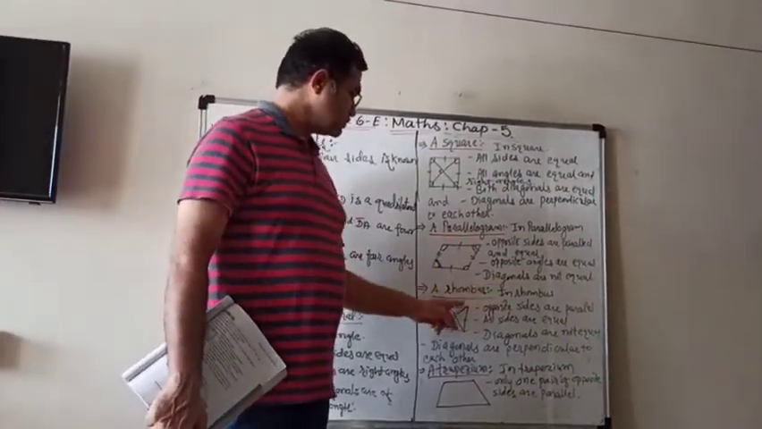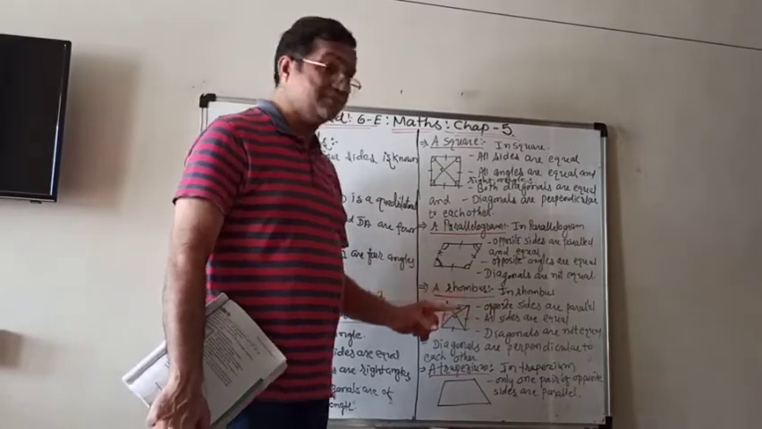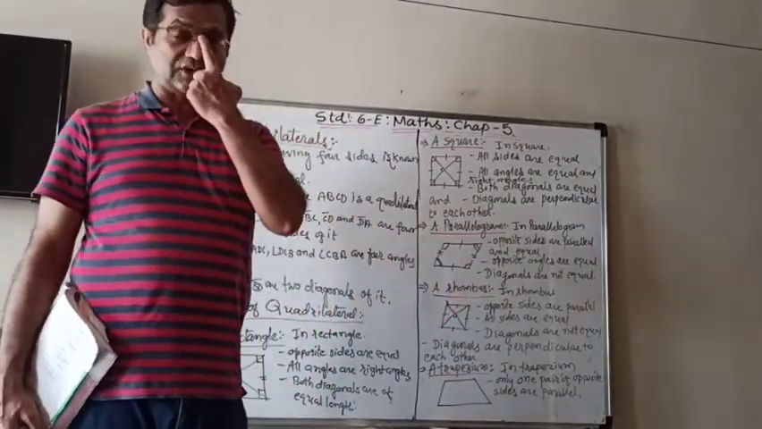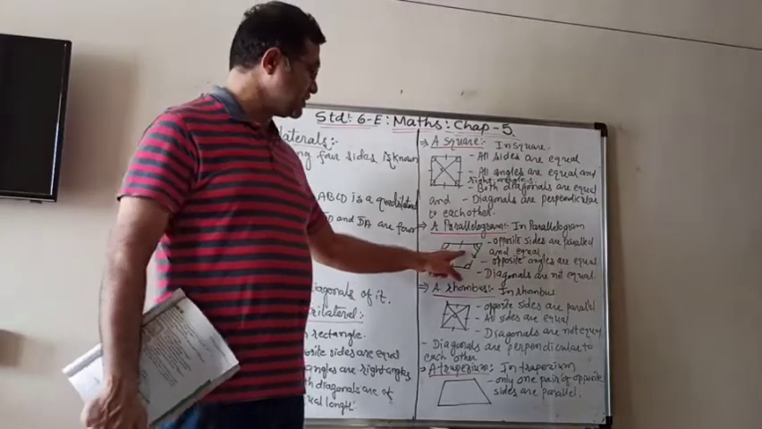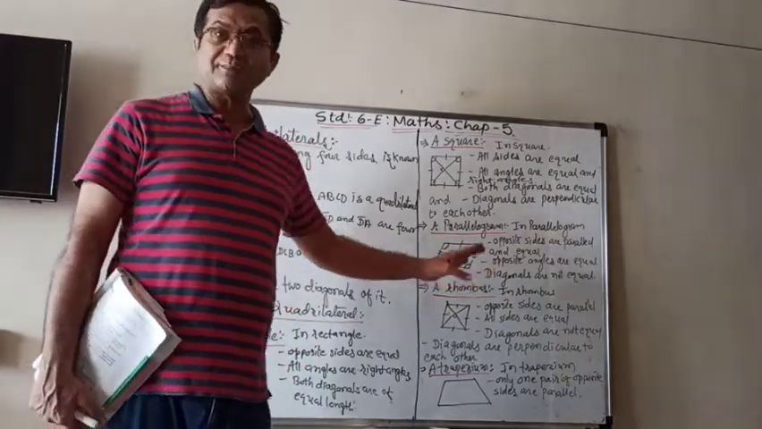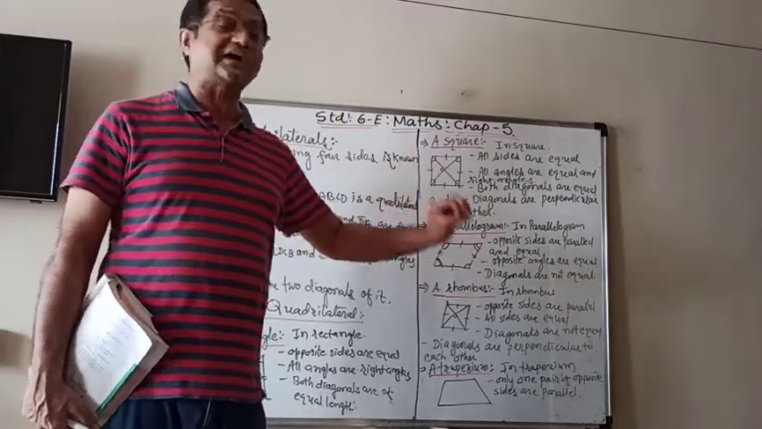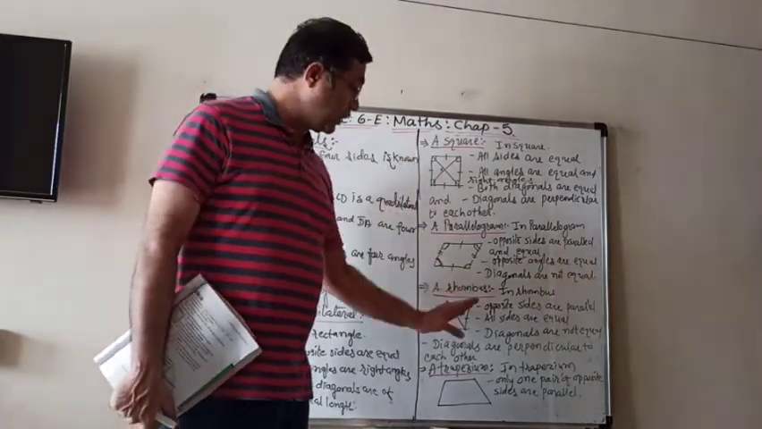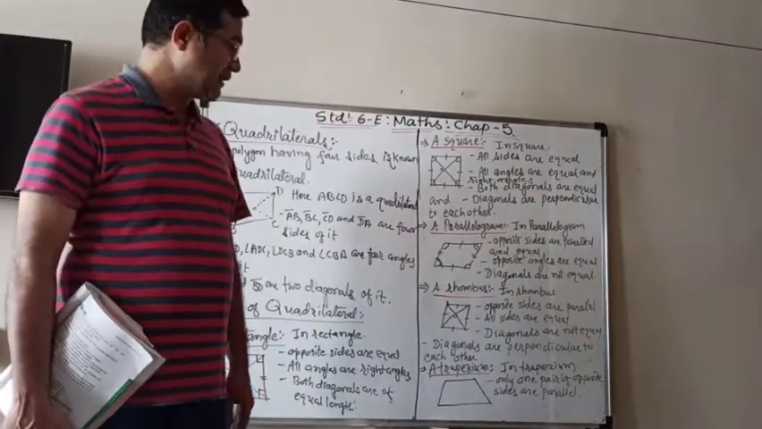In a rhombus, opposite sides are parallel also, but all the sides are equal. Before, we saw that opposite sides are equal and only opposite sides are parallel. Here opposite sides are parallel, but all the sides are equal. Not only opposite, but all the sides are of equal length.